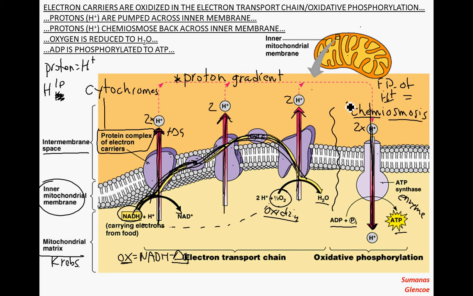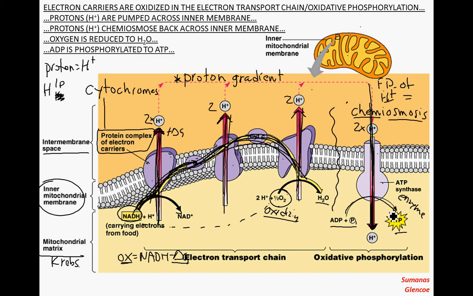Well, how did I get the gradient? I got the gradient because I moved electrons from NADH to oxygen. And as I moved those electrons, I pumped protons into the intermembrane space. Now over here, I'm going to utilize that gradient, and I'm going to allow them to facilitatively diffuse back in. And as I do that, I can generate ATP.